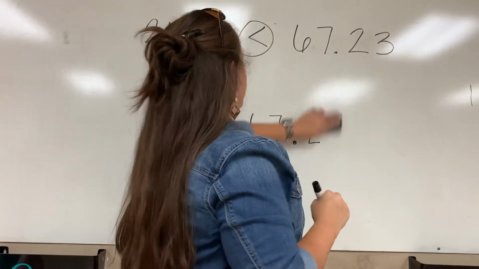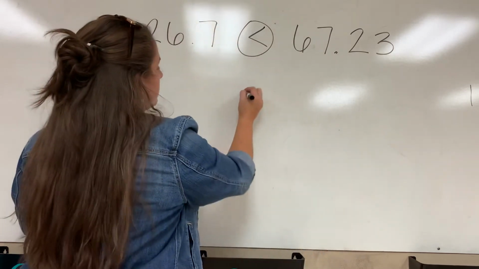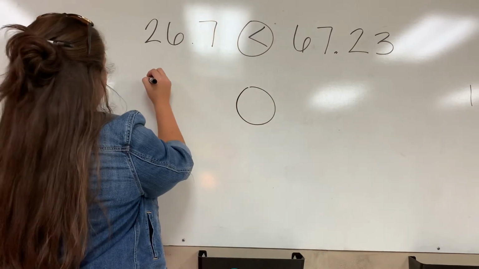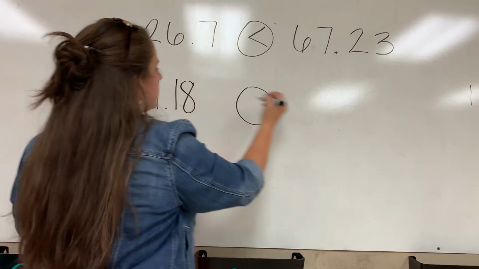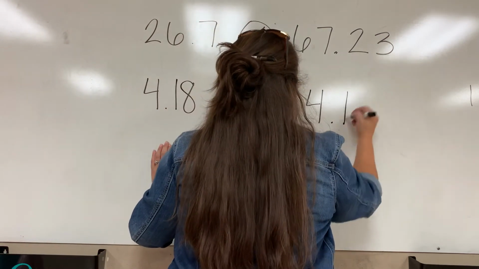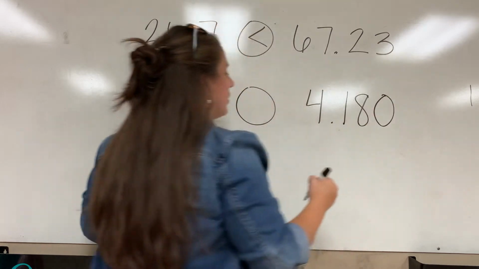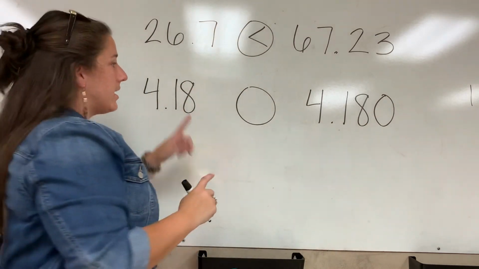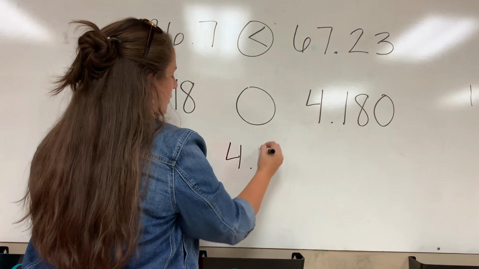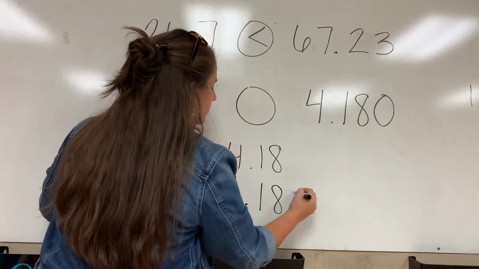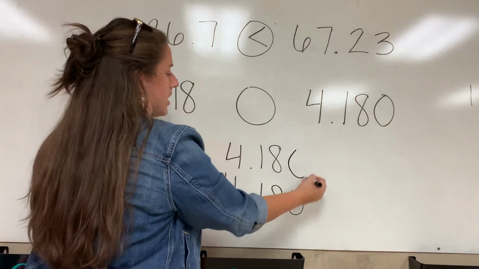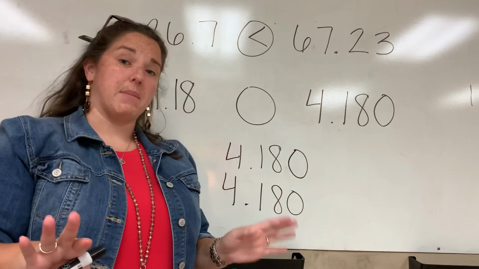Also, a lot of you were confused on this one right here. I think it was 4.18 and then 4.180. Remember what I said a minute ago? 4.18 and then 4.180. You just pop a 0 right there. It's the exact same amount, okay?